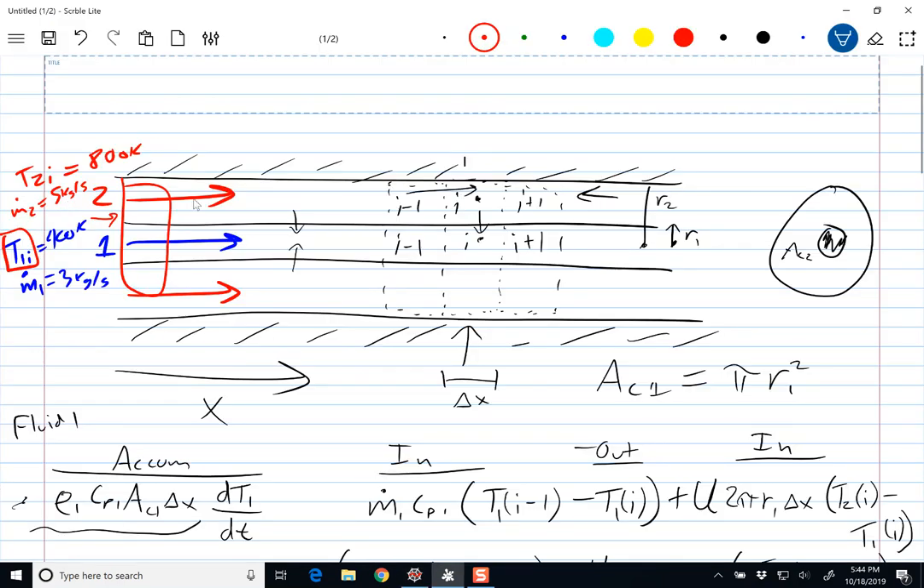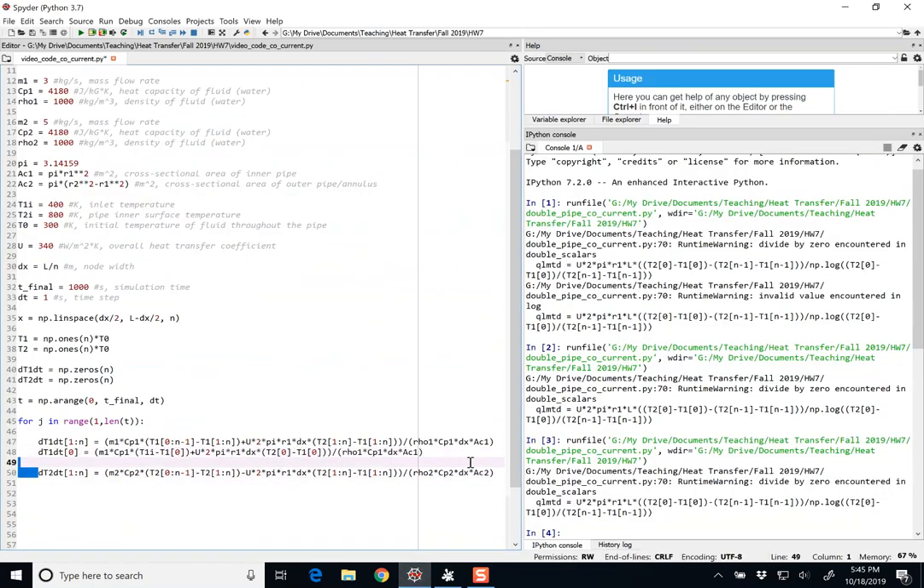Okay, so similarly, the fluid in this outer annular region for fluid 2 is also coming in from some other source. It's coming in at this T2I, which is 800 Kelvin. So we need to take this and also modify it slightly so that it can include our boundary condition. This 0th node actually has energy coming in at the T2 inlet temperature, and then it's leaving at T2 at node 0's temperature. This is the same, except we want to replace this with zeros. Okay, so hopefully we're good to go here.